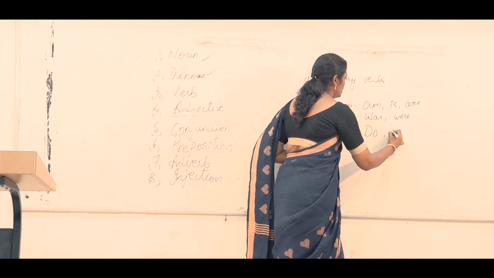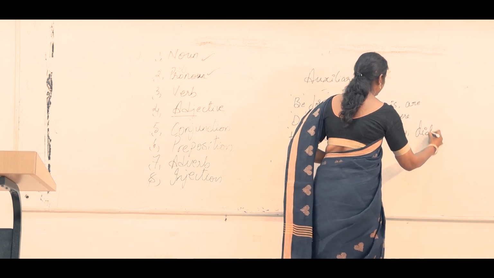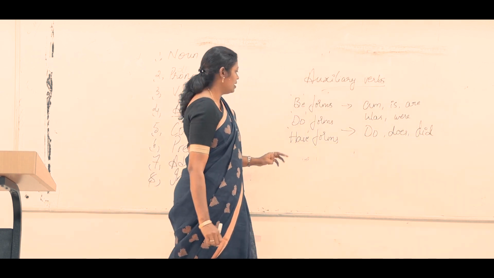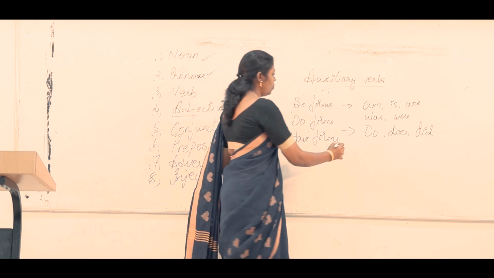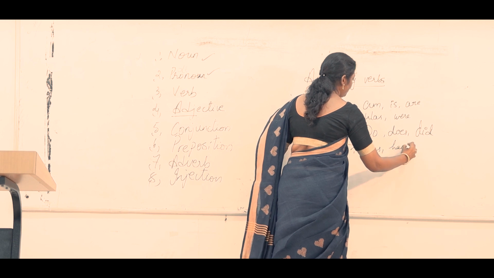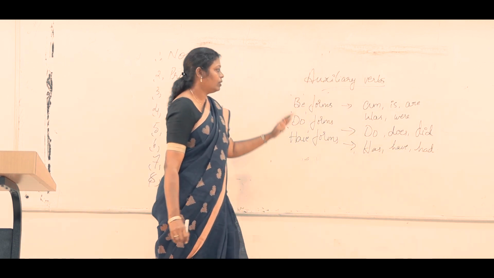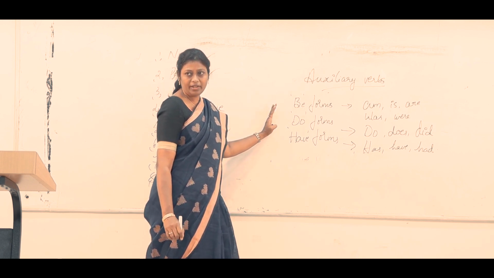The next one is do forms. Do, does, did. Next one, have forms. What are have forms? Has, have, and had. So this is a part of auxiliary verbs.